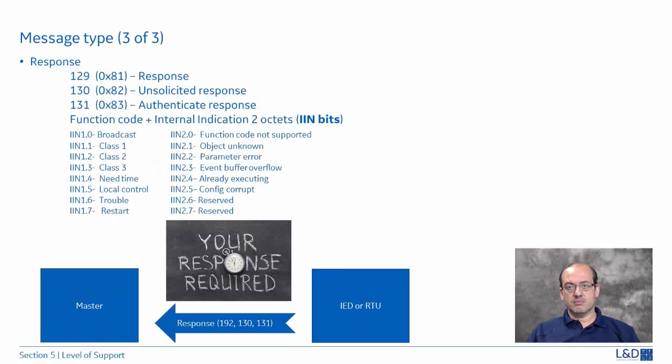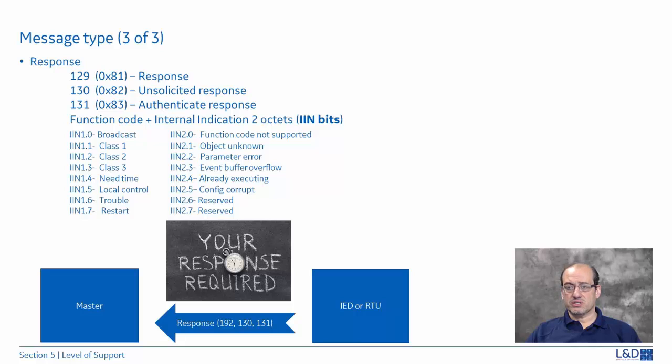The message permitted by the standard as a reply from the device or the server to the master will have the value of either 129, which is hex 81, and that's basically just a response to a request by the master. Hex 82 or 130 would be an unsolicited message, and that's a response without a request from the master, if unsolicited is enabled, and the master has the ability to listen to or ignore unsolicited messages.